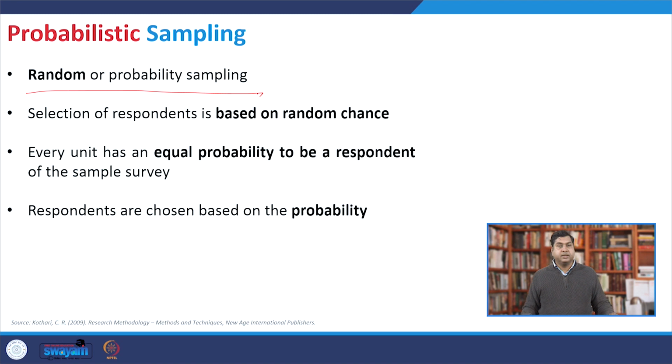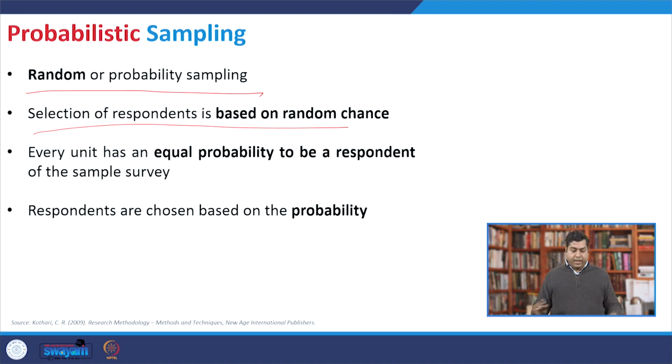Now what is probabilistic sampling? In this case, we also refer to this as random sampling. Selection of respondents is based on some random chance. It is not based on my convenience or my judgment that I will pick this particular sample out of the population. So in these cases, it is much more random, and there is probability.